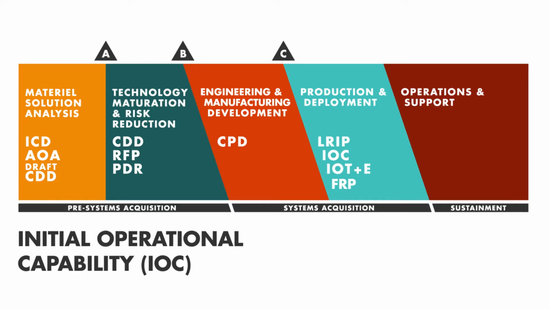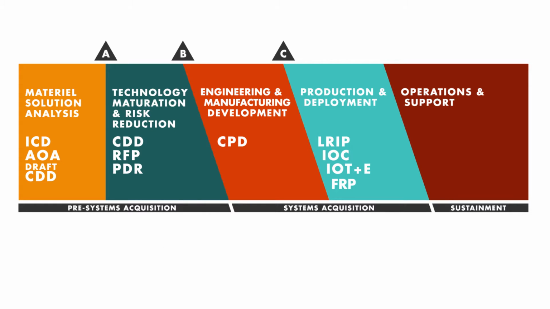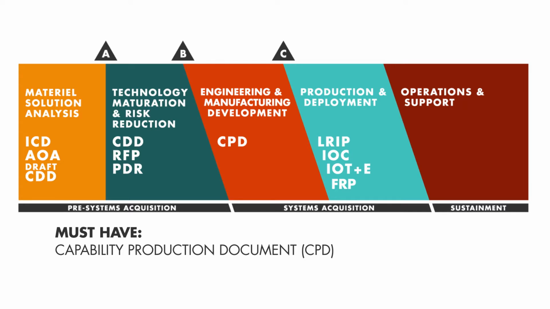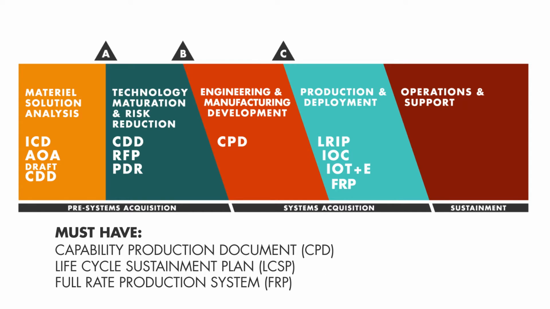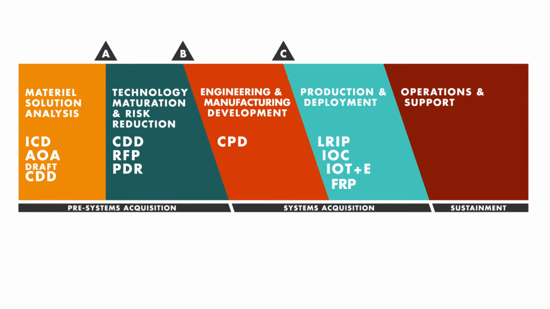Initial operational capability refers to the deployment of a unit's worth of equipment, while full operational capability is achieved when all of that equipment has been fielded. Operations and support is the final and longest phase. It's also the most expensive. To enter this phase, you must have an approved Capability Production Document, or CPD, an approved Lifecycle Sustainment Plan, and a successful full-rate production system. Major activities are supporting operational units for full system life and disposal of the system at the end of life.